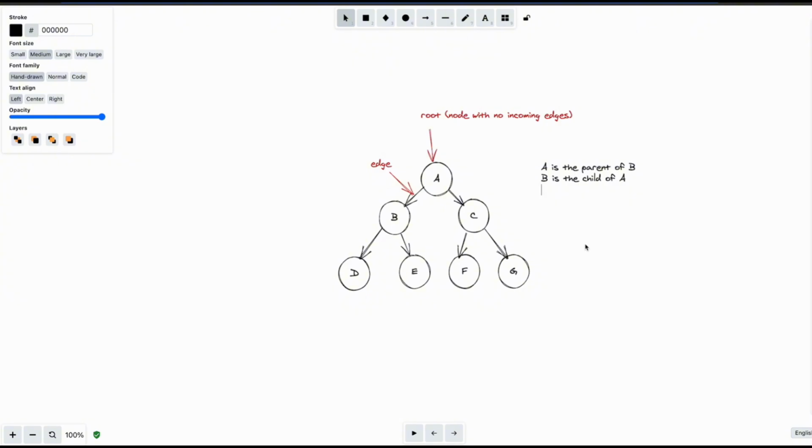And the opposite of the root, we also have another terminology called leaf. So a leaf basically means a node with no outgoing edges. So in this graph, we have 4 leaves, which are the nodes at the bottom, D, E, F, G. They are called leaves of a tree.